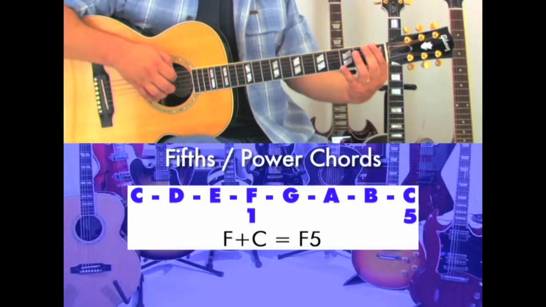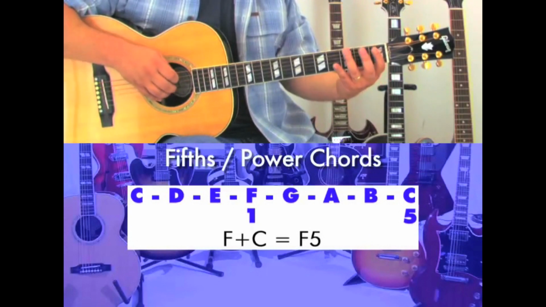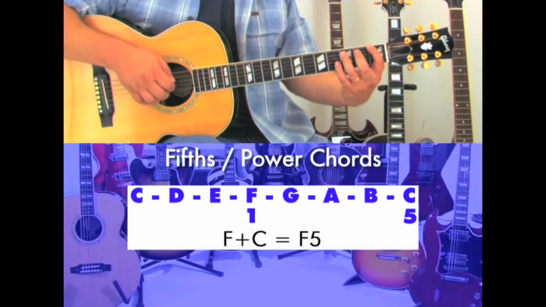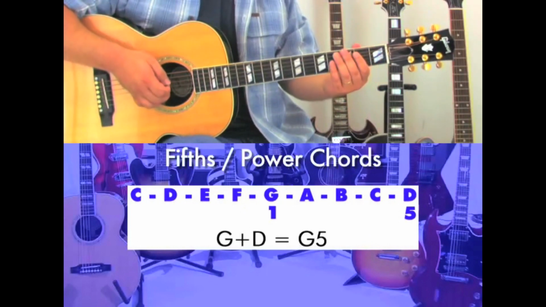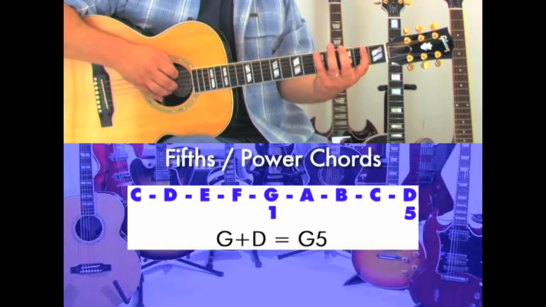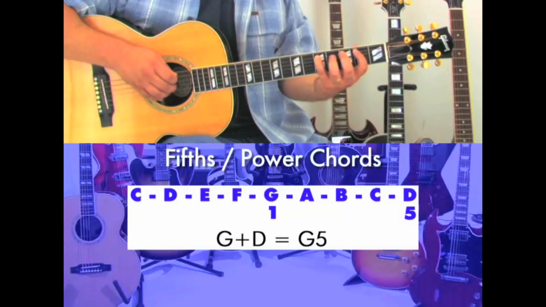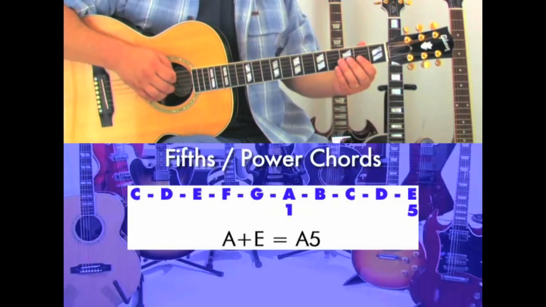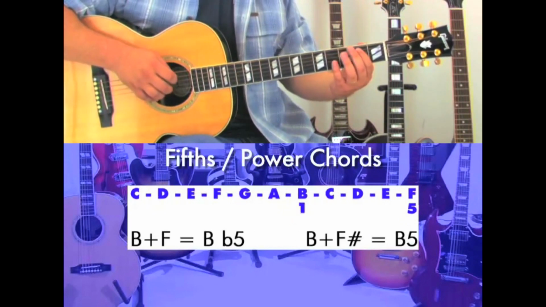Then we have F. F plus C equals an F5. Next we have G. G plus D equals a G5. Then there's A. A plus E equals an A5. And the seventh tone is B.